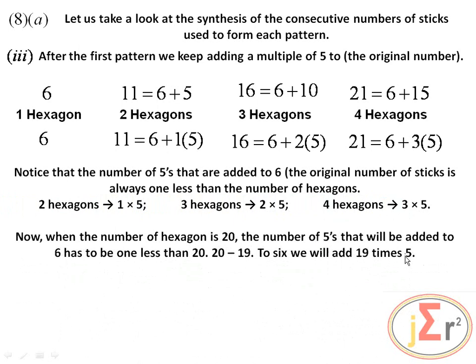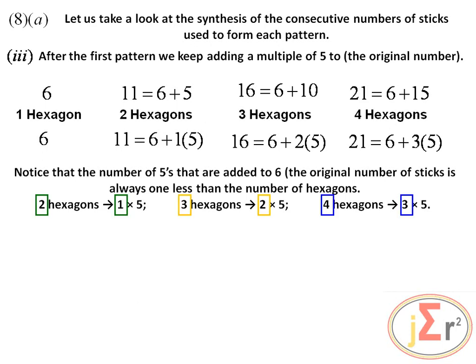Now, when the number of hexagons is 20, the number of 5s that will be added to 6 has to be 1 less than 20, which is 19. To 6, we will add 19 items. So let us take a look at that again. For 2 hexagons it is 1 multiplied by 5. 3 hexagons, 2 multiplied by 5. For 4 hexagons, we are adding 3 multiplied by 5. Therefore, the number of 5s that we are adding each time is 1 less than the number of hexagons.